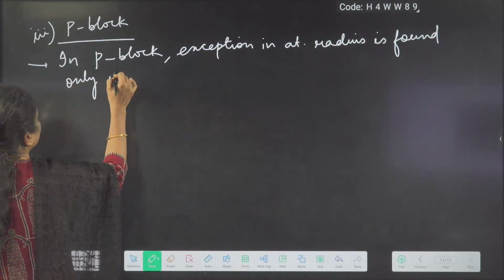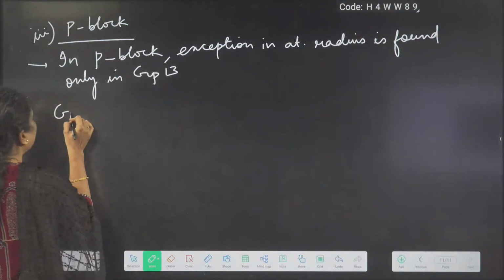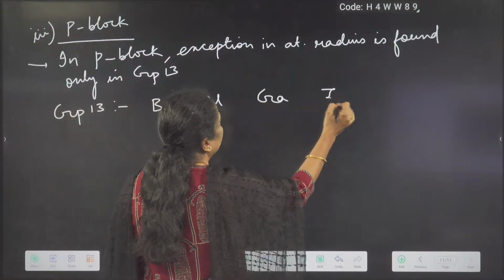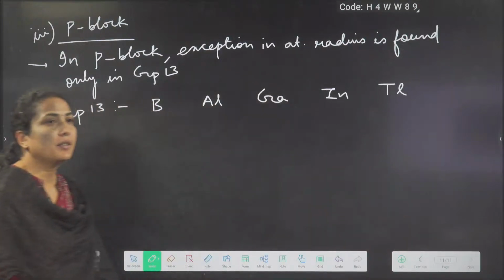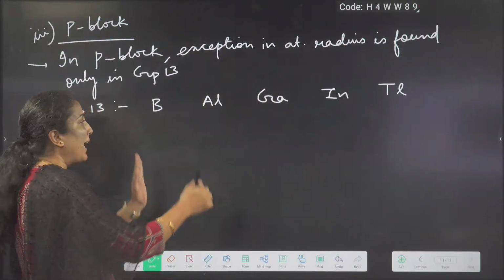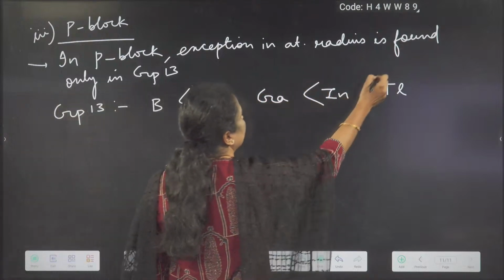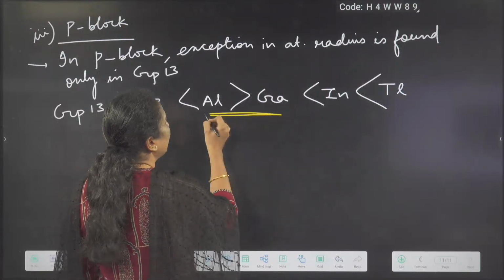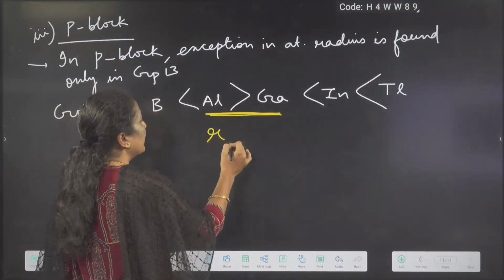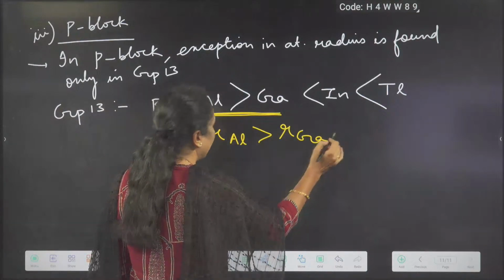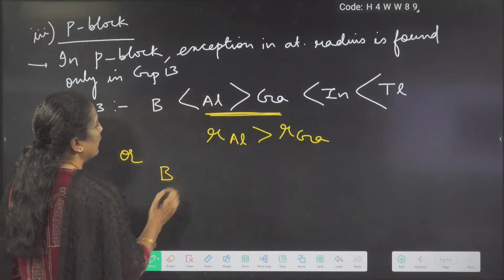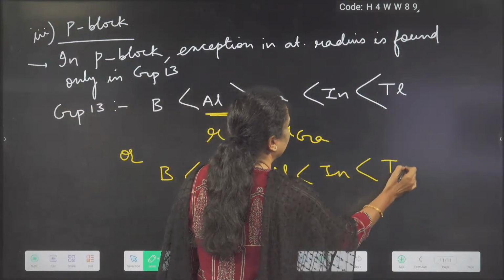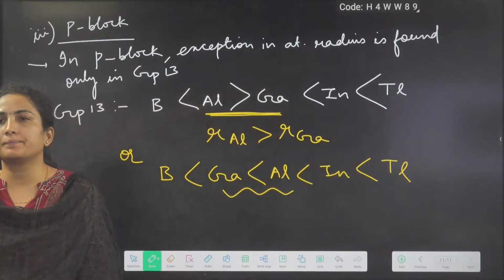only in group 13. Now, when it comes to group 13 elements, what are the elements? Boron, aluminium, gallium, indium, and thallium. Right? Normally, as we go down, it should increase. But what is actually found here? In case of aluminium and gallium, the radius of aluminium becomes greater than that of gallium. So the order will be boron, gallium, then aluminium, then indium, and then thallium. This is the order which we will be writing here.